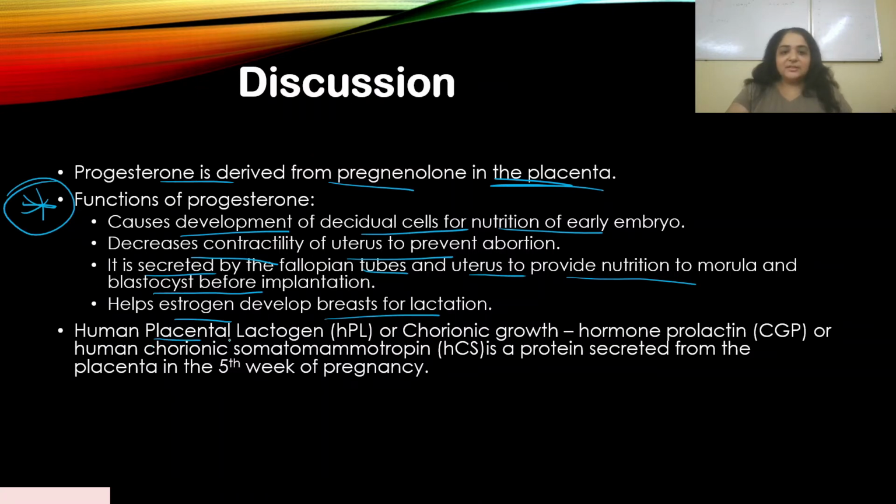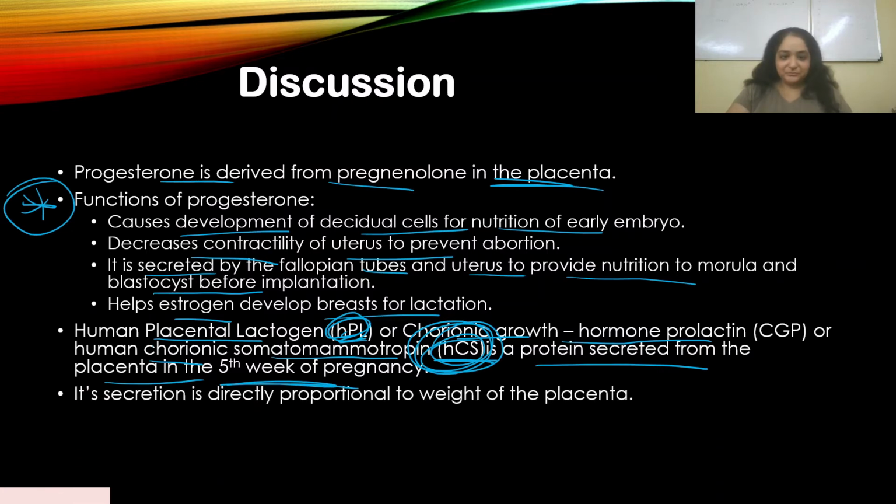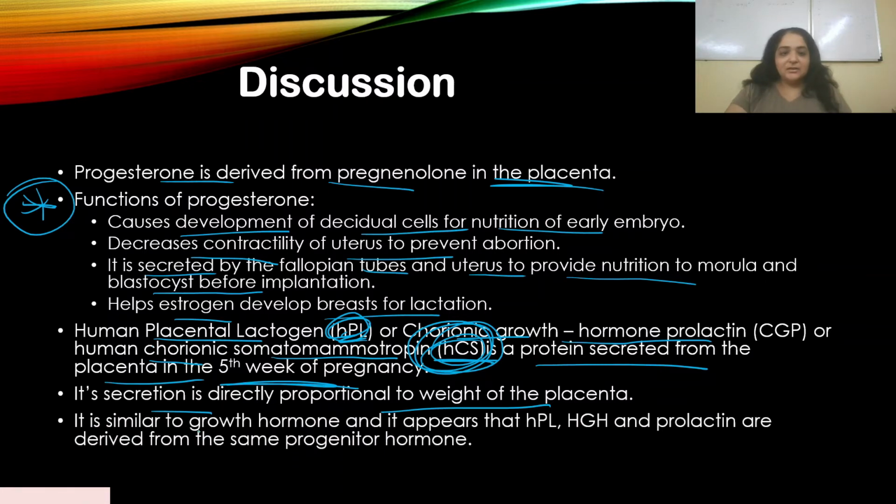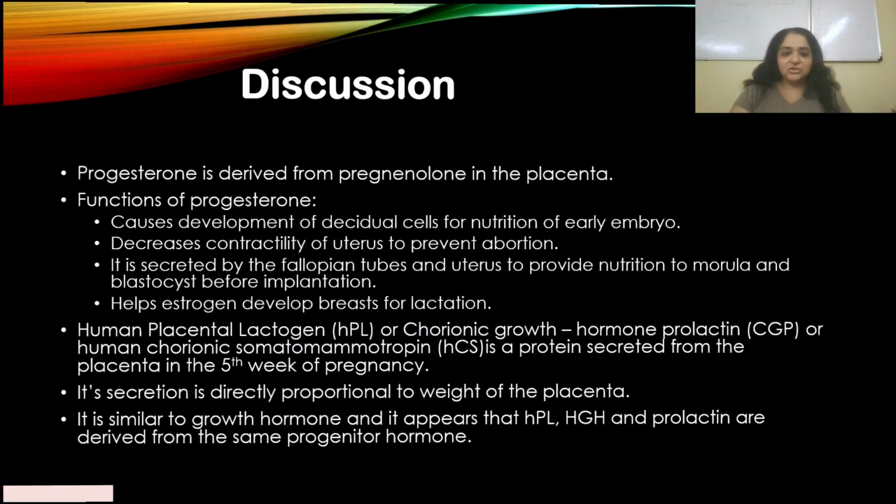Now let's look at human placental lactogen, also called human chorionic growth hormone prolactin, or human chorionic somatomammotropin, big words. Previously it used to be called HPL, but now it's officially called HCS. Okay, it is a protein secreted from the placenta in the 5th week of pregnancy, and secretion is directly proportional to the weight of the placenta. So as the placenta develops, this secretion will also increase. It is similar to growth hormone, and it appears that HPL, human growth hormone, and prolactin are derived from the same progenitor hormone, so it has the same structure as human growth hormone and prolactin. It was called HPL, but now the term is changed after they found that there are more functions to this.